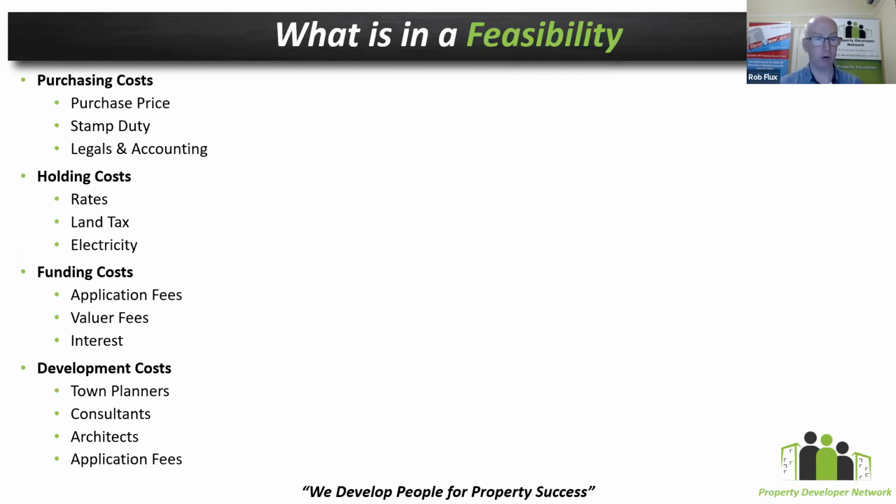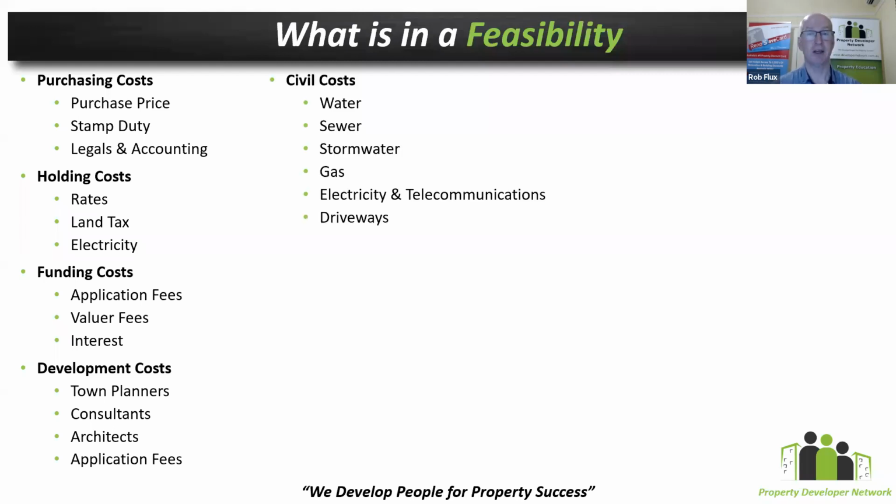The next element would be, assuming you get your development approval and you're going to go through to some form of construction, whether it be constructing to subdivide the land or constructing some form of dwelling on the property, almost invariably you're going to have to do some civil costs. So you've got water, sewer, stormwater, gas, electricity, driveways, all those sorts of things that feed and water the site so that it is able to live and breathe long after you've well and truly gone.